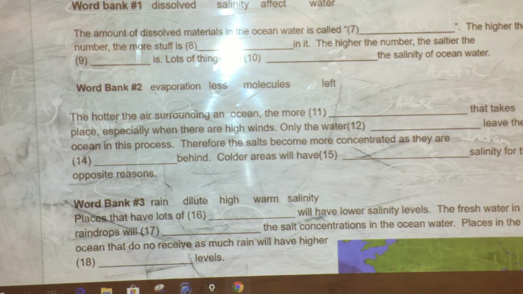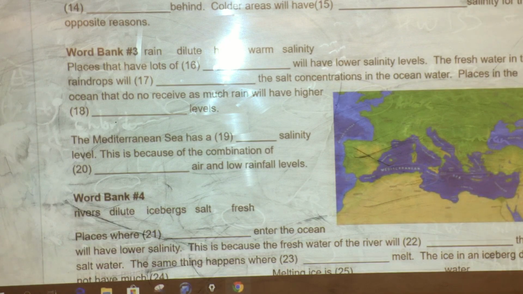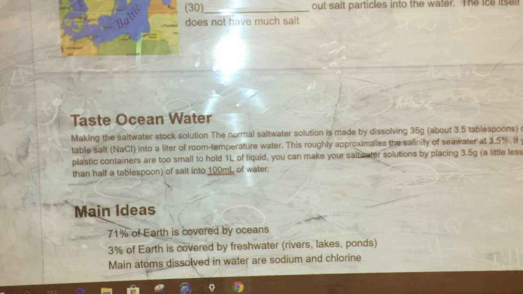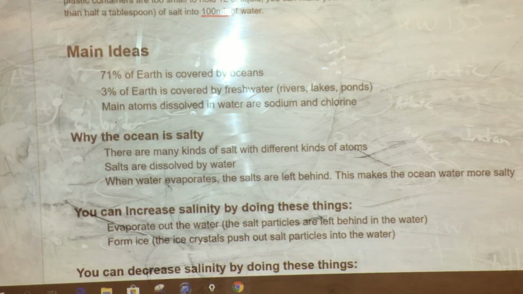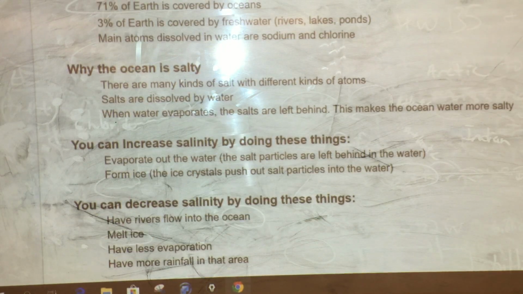Now, this is important that you do because the quiz questions will come from this as well. When you are all done with all of those words, you can come up to the front desk and you can check your work with the answer key. Then we have the main ideas of today's lesson.